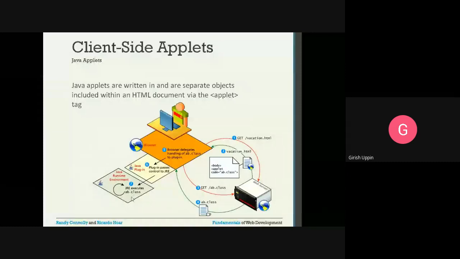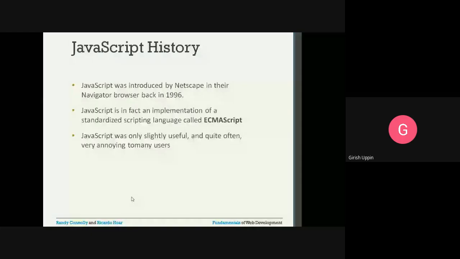JavaScript history. JavaScript was introduced by Netscape. Netscape was one of the earliest browsers that we had. I'm not sure if you are aware of this particular browser. This was one of the earliest browsers we got. That was Netscape, and they introduced this in their Navigator browser back in 1996.